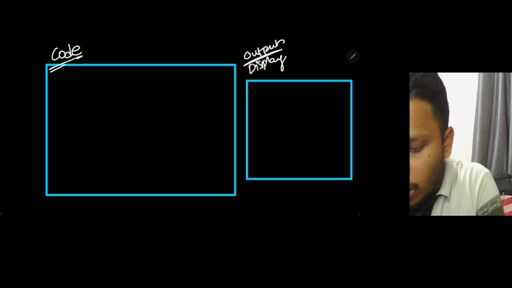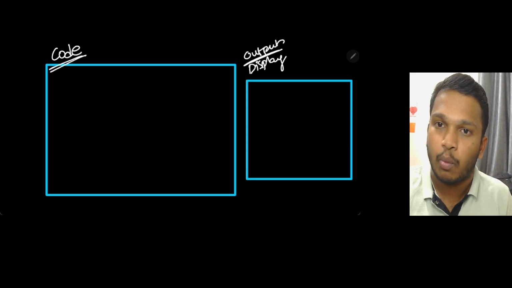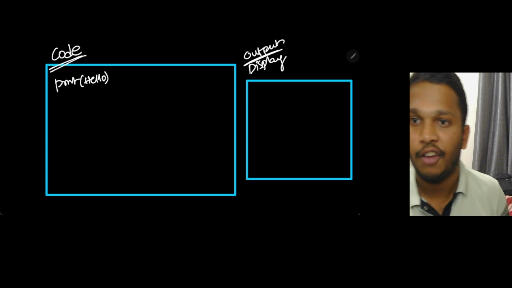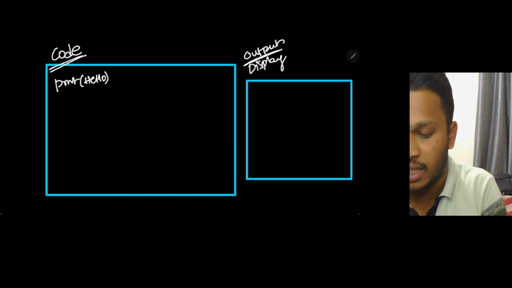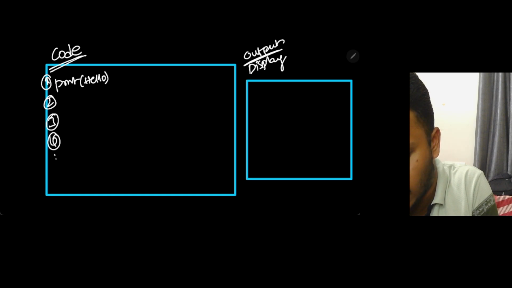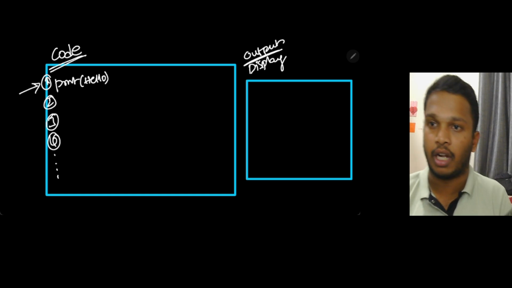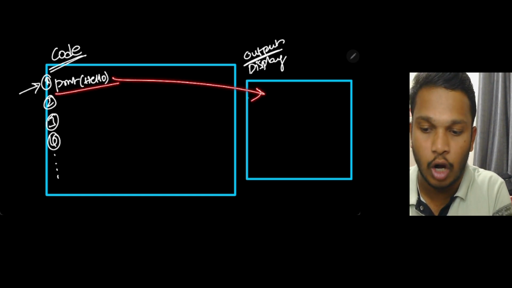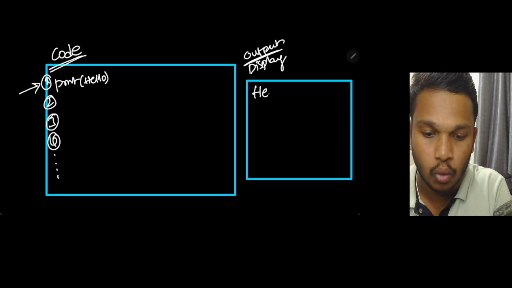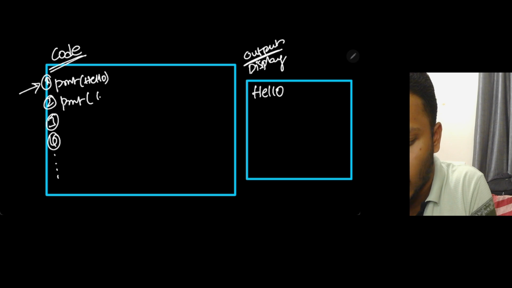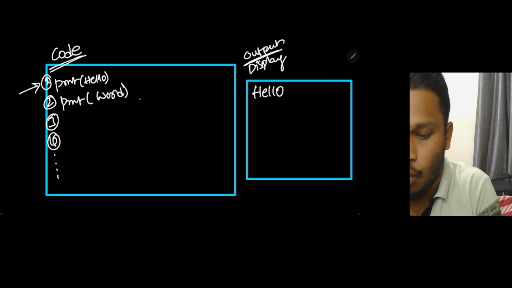See, in this code, whatever you write, for example, you know how to write print hello. If you write print hello, what it will do means the compiler will come to line number 1, line number 2, line number 3, line number 4, like this. From the first line onwards it will come. First line, what is there? Print hello. So in output, what we should get? Hello. Correct. If again I write print world, what it will do?